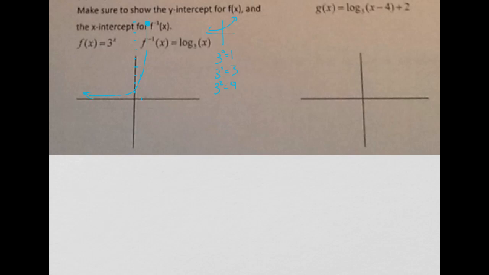Now, the key here that I want you to show me, other than that y-intercept at 1 right there, is I want to see your graph getting closer and closer to 0 as x gets negative, but never touching it and never crossing it. Remember, that's our horizontal asymptote. All exponential functions have that horizontal asymptote. It gets super close to it, but it never crosses it. So we're done with that first part, and we're ready for the second part.